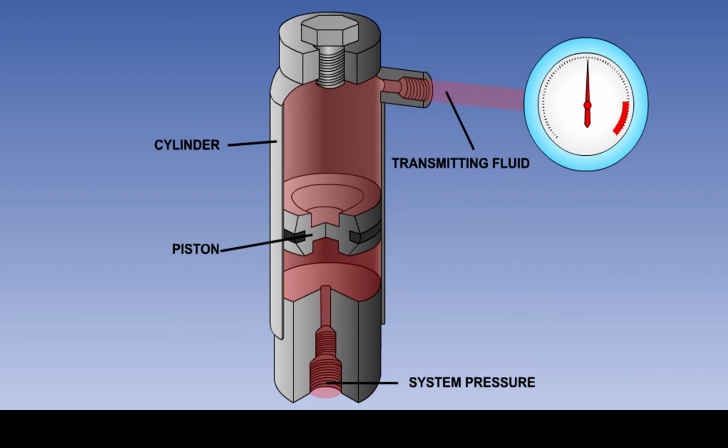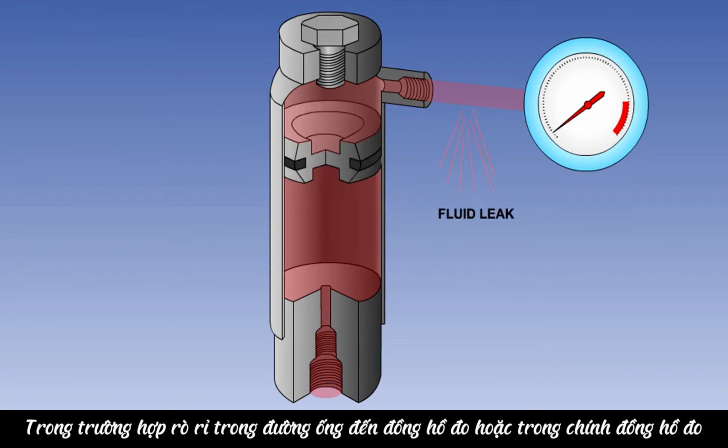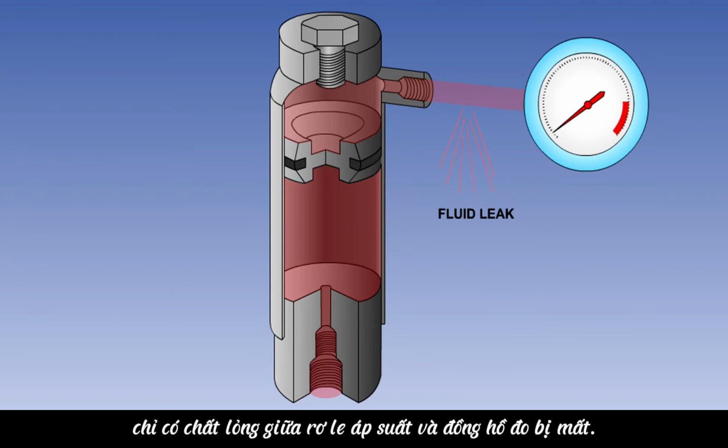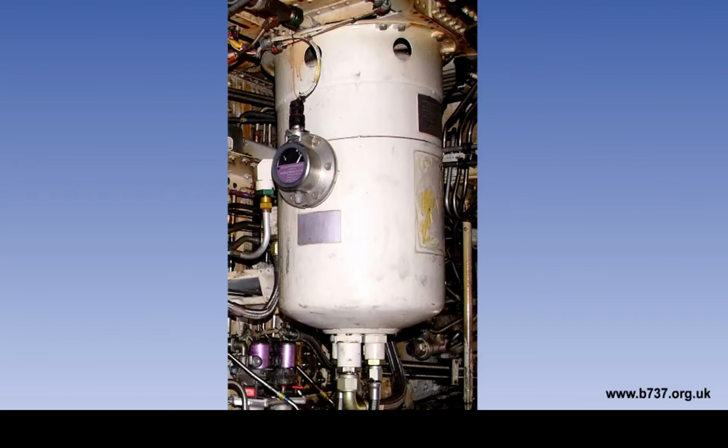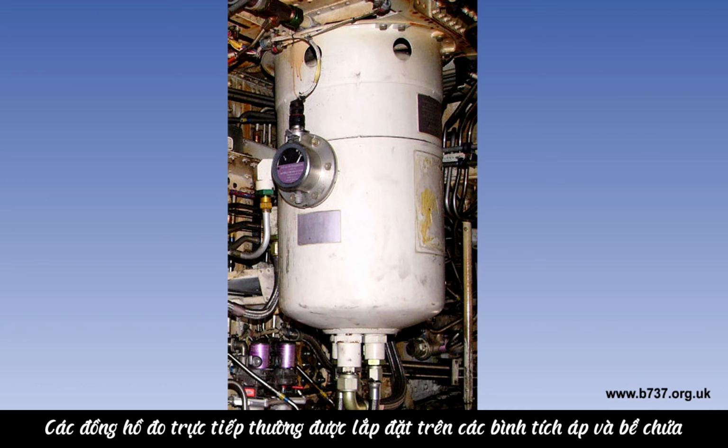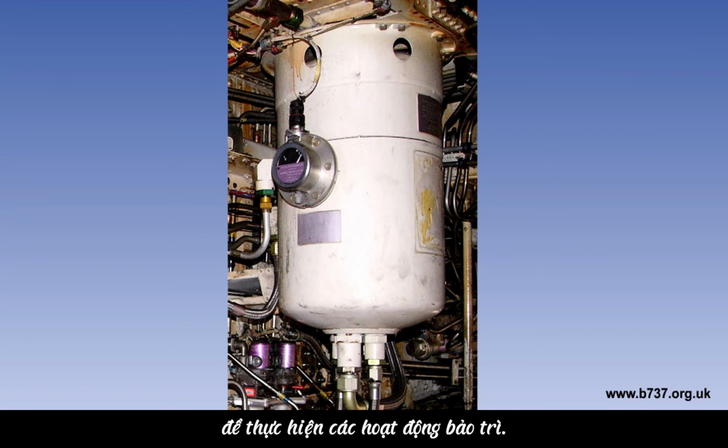In the case of a leak in the pipework to the gauge, or in the gauge itself, only the fluid between the pressure relay and the gauge will be lost. Direct reading gauges are often fitted to accumulators and reservoirs to enable servicing operations to be carried out.